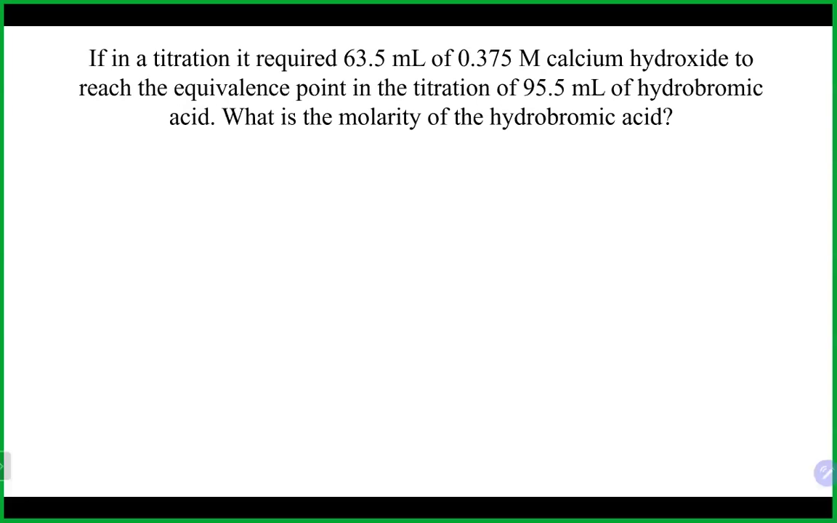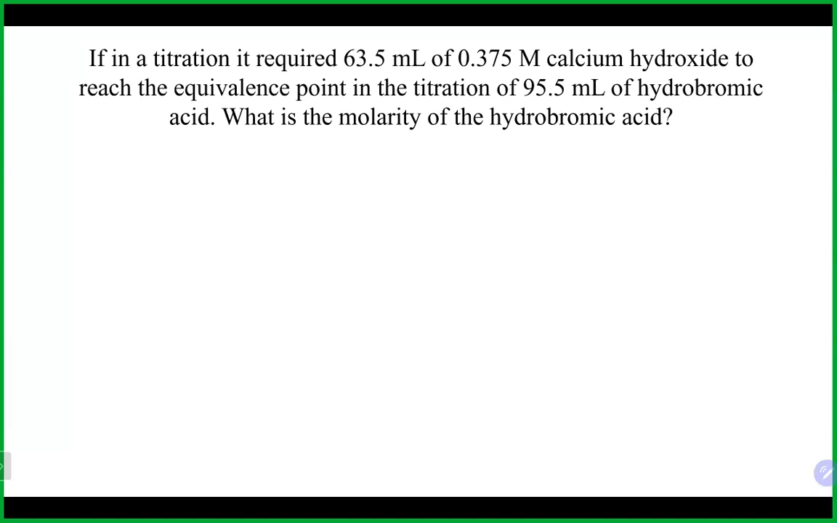All right, one last one here to wrap this chapter. A titration requires 63.5 milliliters of 0.375 calcium hydroxide to reach the equivalence point. In the titration, 95.5 milliliters of hydrobromic acid is used. What is the molarity of the hydrobromic acid? So take a moment and figure out the molarity.